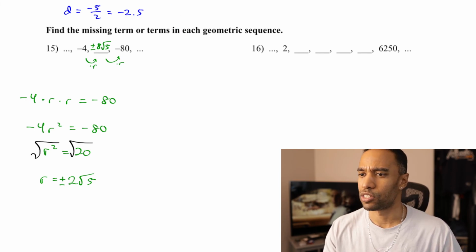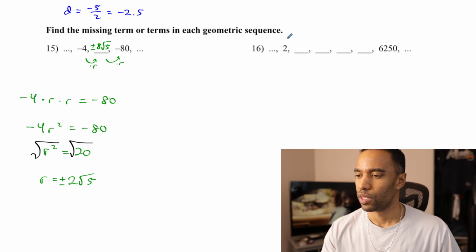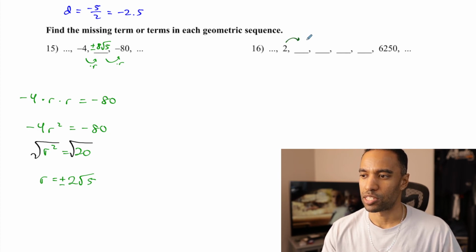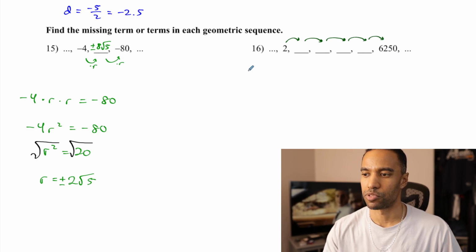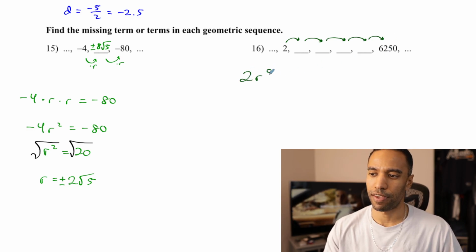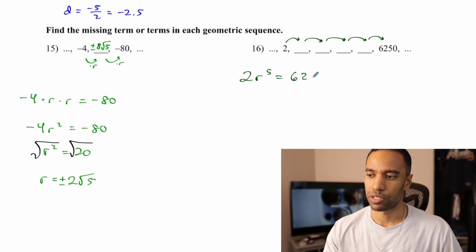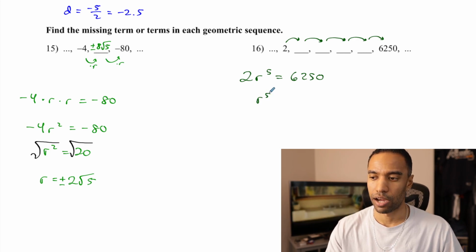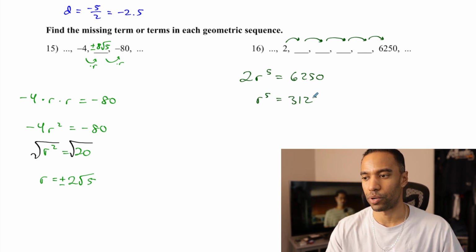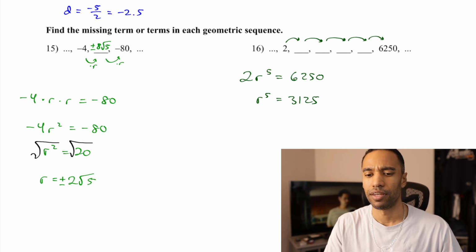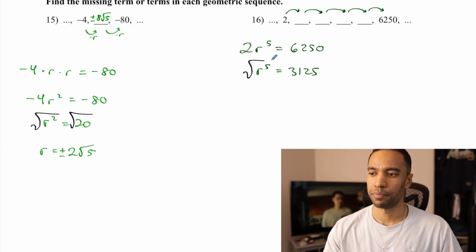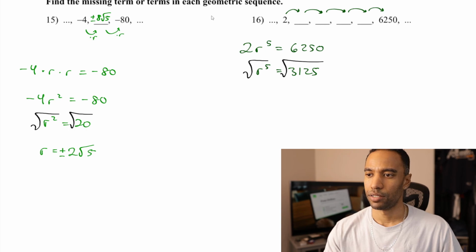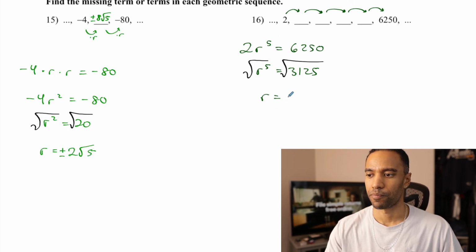All right, so let's go to this next one here. Last one, number 16, where we have 2. And then we're going to multiply by r how many times? Once, twice, 3 times, 4 times, 5 times. So 2r to the 5th equals 6,250. If I divide both sides by 2, I get r to the 5th equals 3,125. What is it? I think that's 5. And you take the 5th root of both sides there, you get r equals 5.